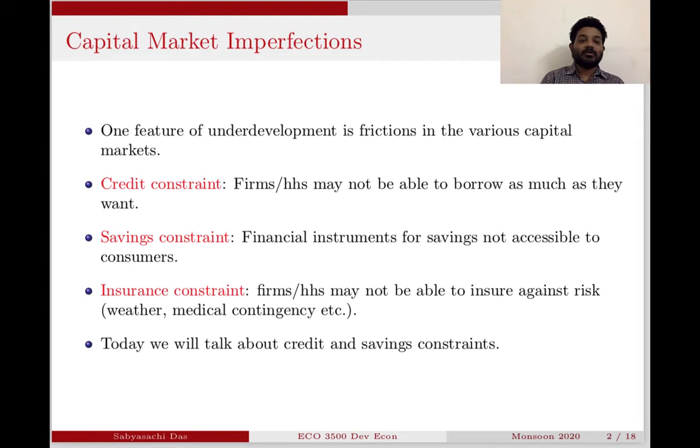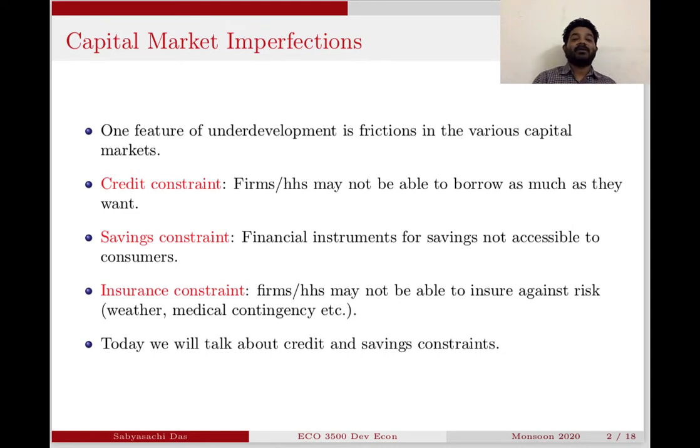Today we will talk about various kinds of constraints that agents in the developing economy face with regard to activities in the capital or financial market. Broadly speaking, we can think about three such constraints that agents in the economy face with regard to capital market frictions. These are credit constraints, savings constraints, and insurance constraints. We will primarily be talking about credit and savings constraints today, but insurance is also another domain in which there might be a lack of financial instruments in developing countries.